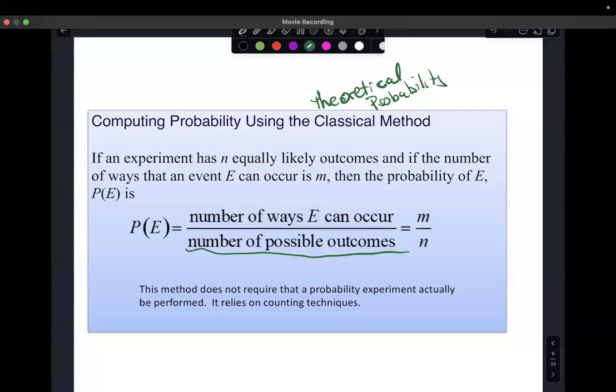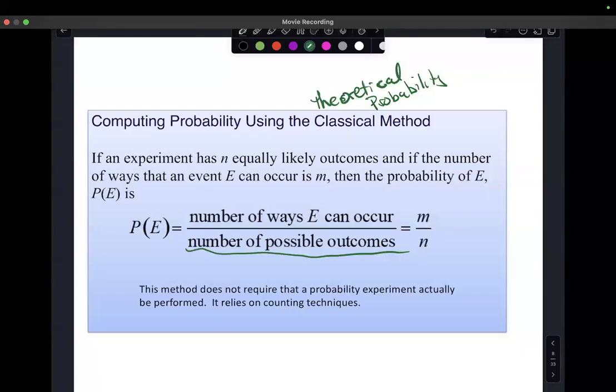Or rolling dice. If I'm rolling 2 dice, there are 36 different possible outcomes. So we have 36 on the bottom. And the number of ways we can roll a 6, I don't remember what that number was. So whatever that number was, the number of ways we can roll a 6 would be on the top. So that is our number of ways it can occur over the number of possible outcomes.